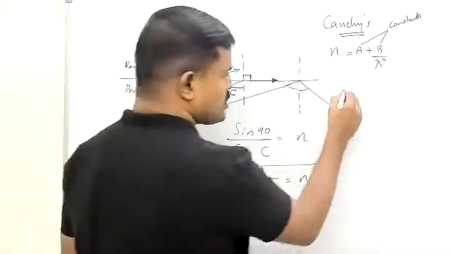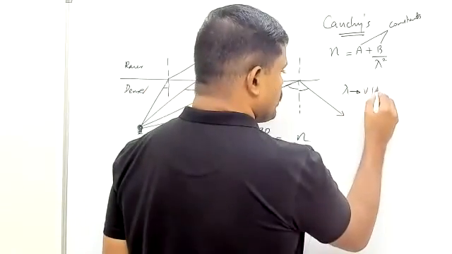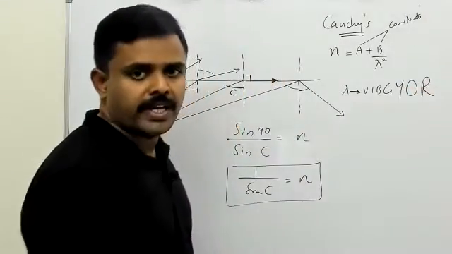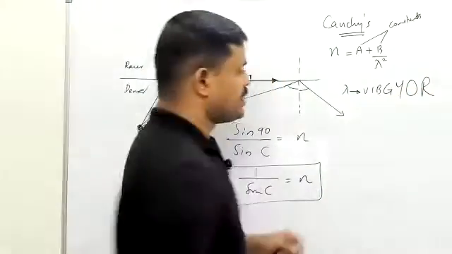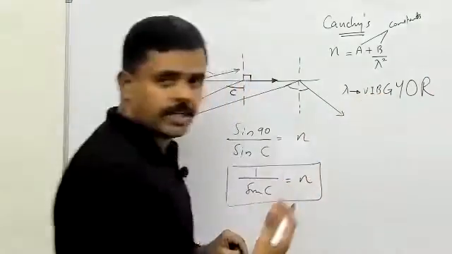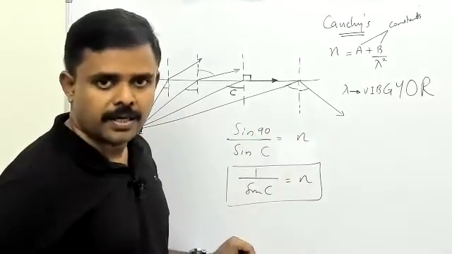So I'll write down a few things here. What is lambda's variation? Violet, indigo, blue, green, yellow, orange, red. As you go from violet to red, you know that the wavelength keeps increasing. Violet has the smallest wavelength. Then comes indigo, followed by blue, then green, yellow, then orange. The last one is red.